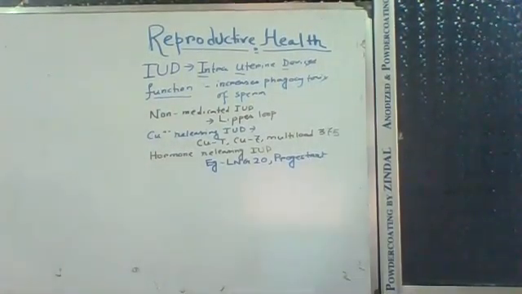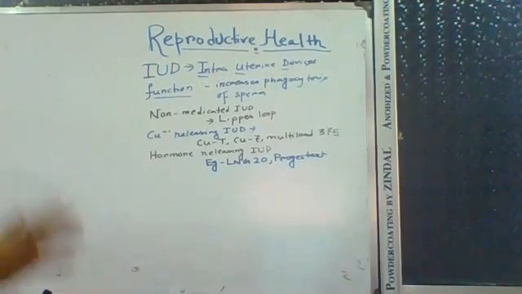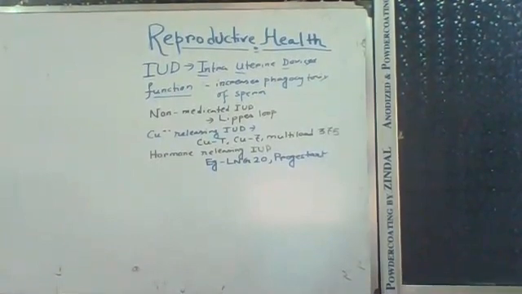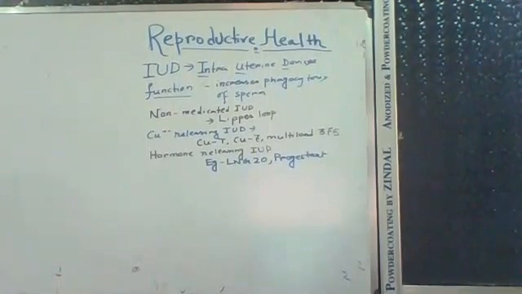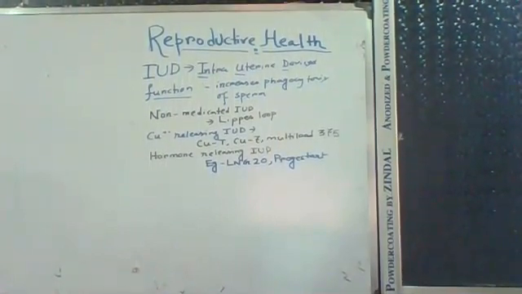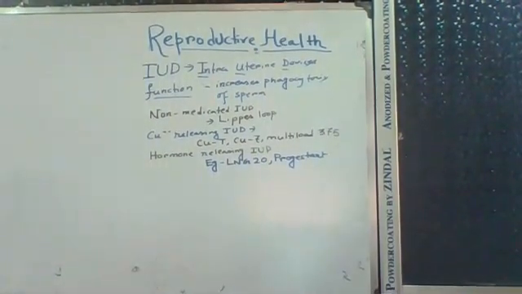So please write down: IUDs are ideal contraceptive for the female who want to delay the pregnancy or space children.